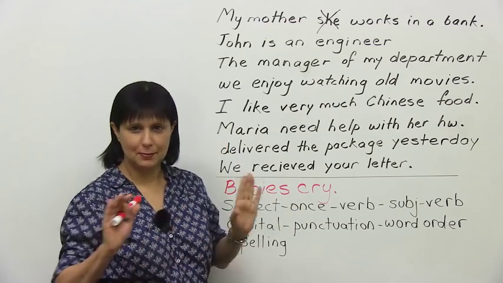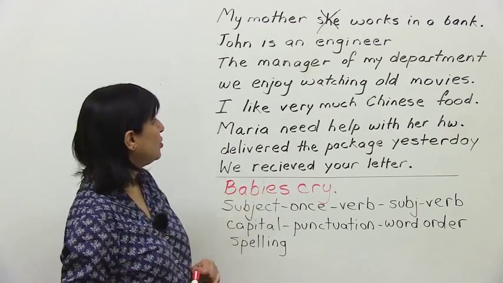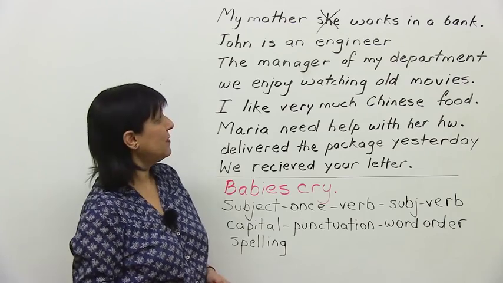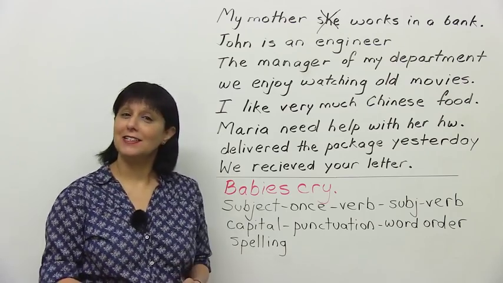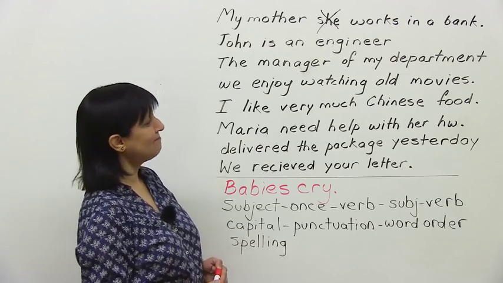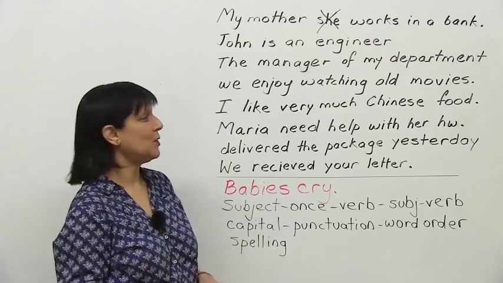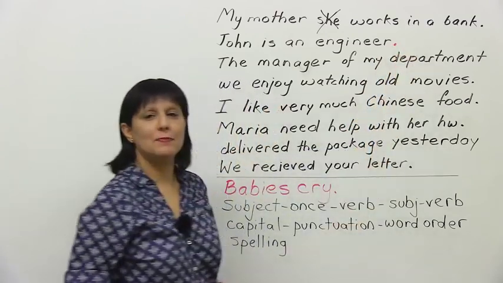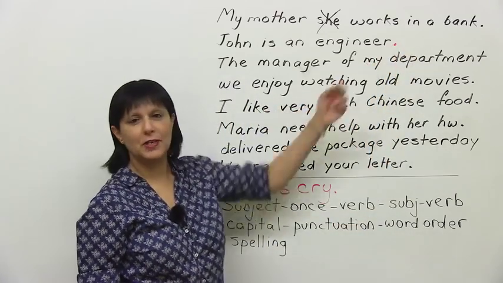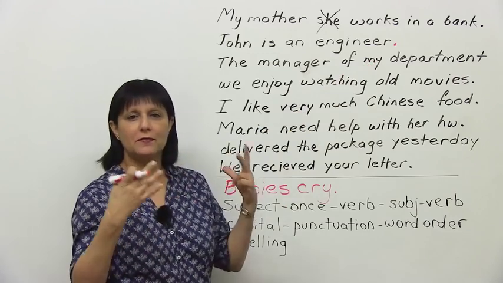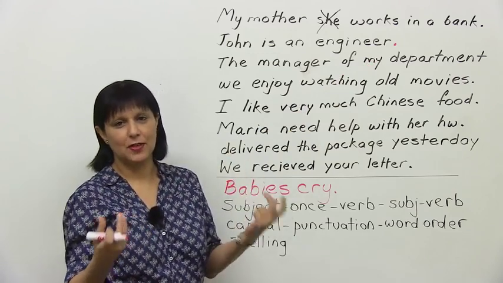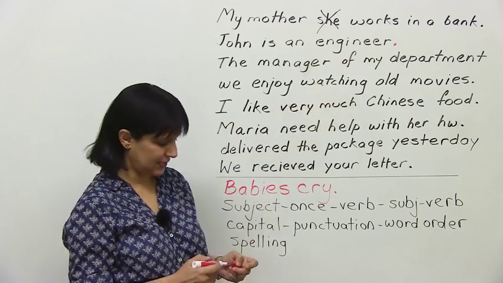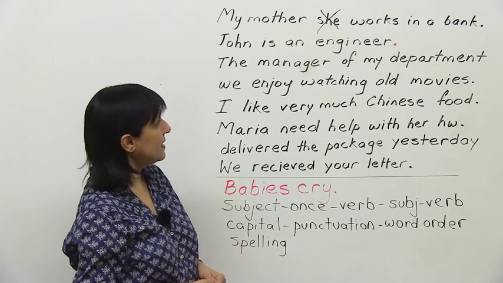So no double subjects. Number 2, John is an engineer. What's wrong with that? Look carefully. Well, what's wrong is that it's missing the punctuation, all right? Part of a correct sentence is correct punctuation. So here, there was no period at the end of the sentence. That's what was wrong. Next sentence.